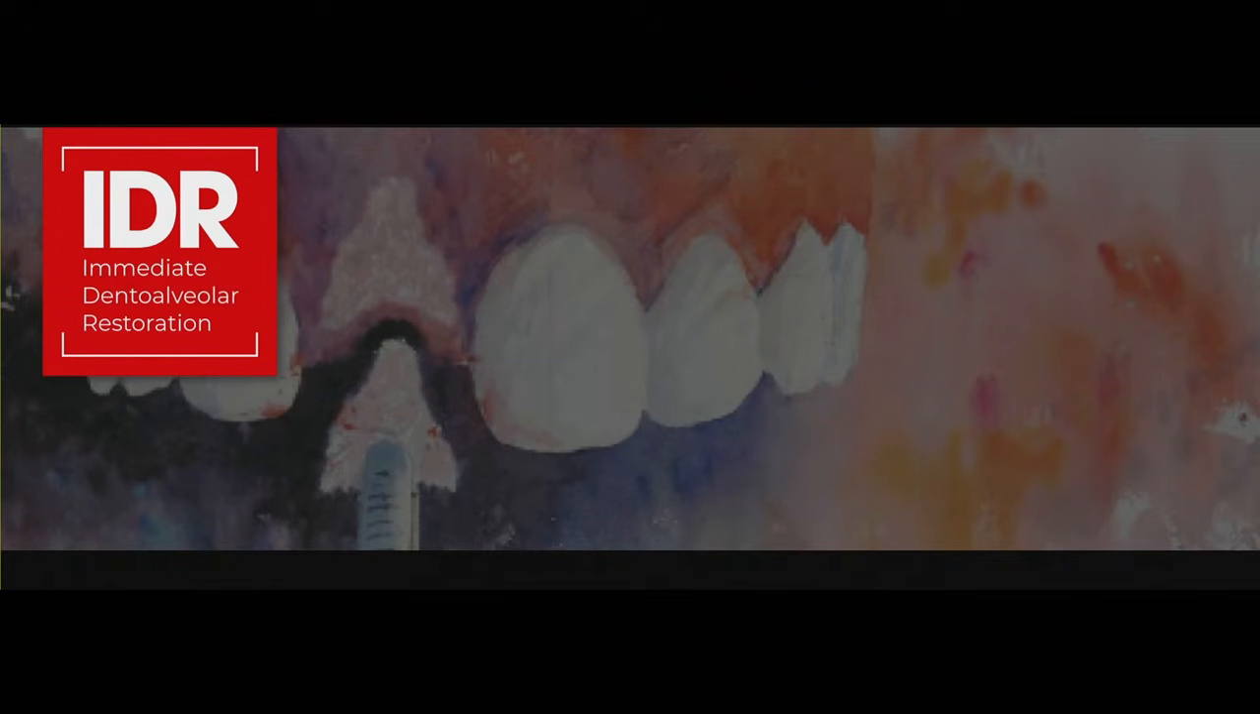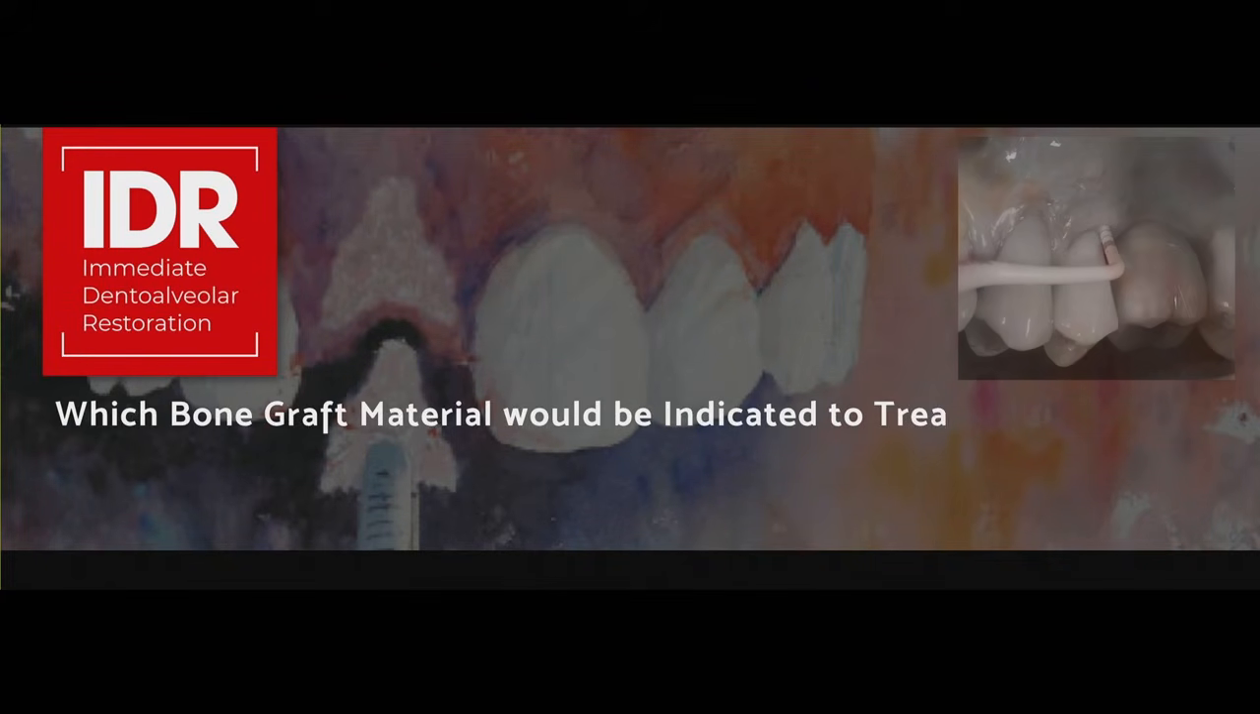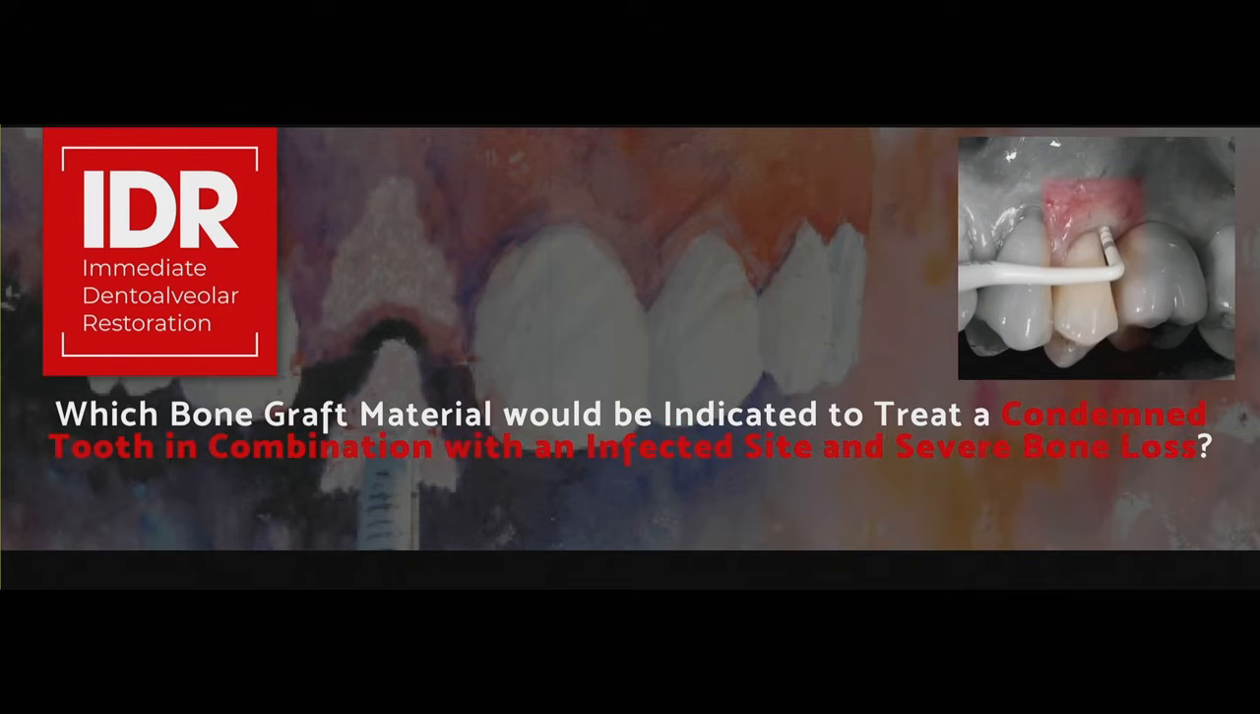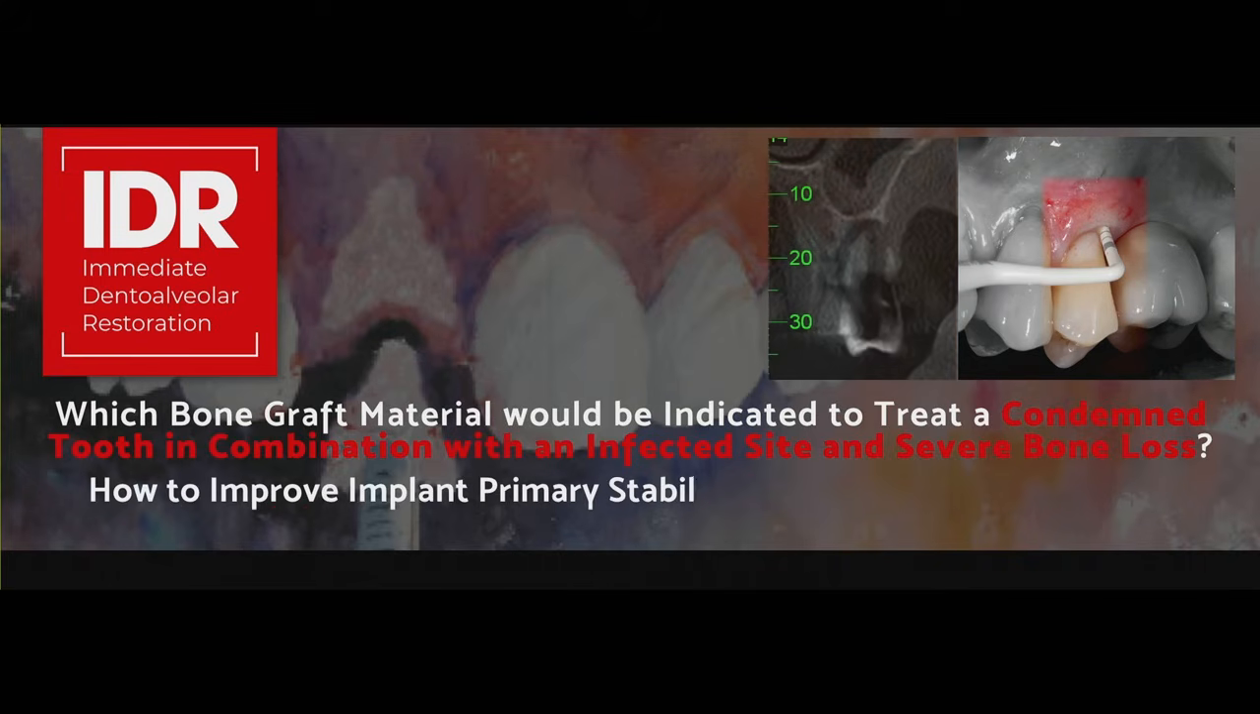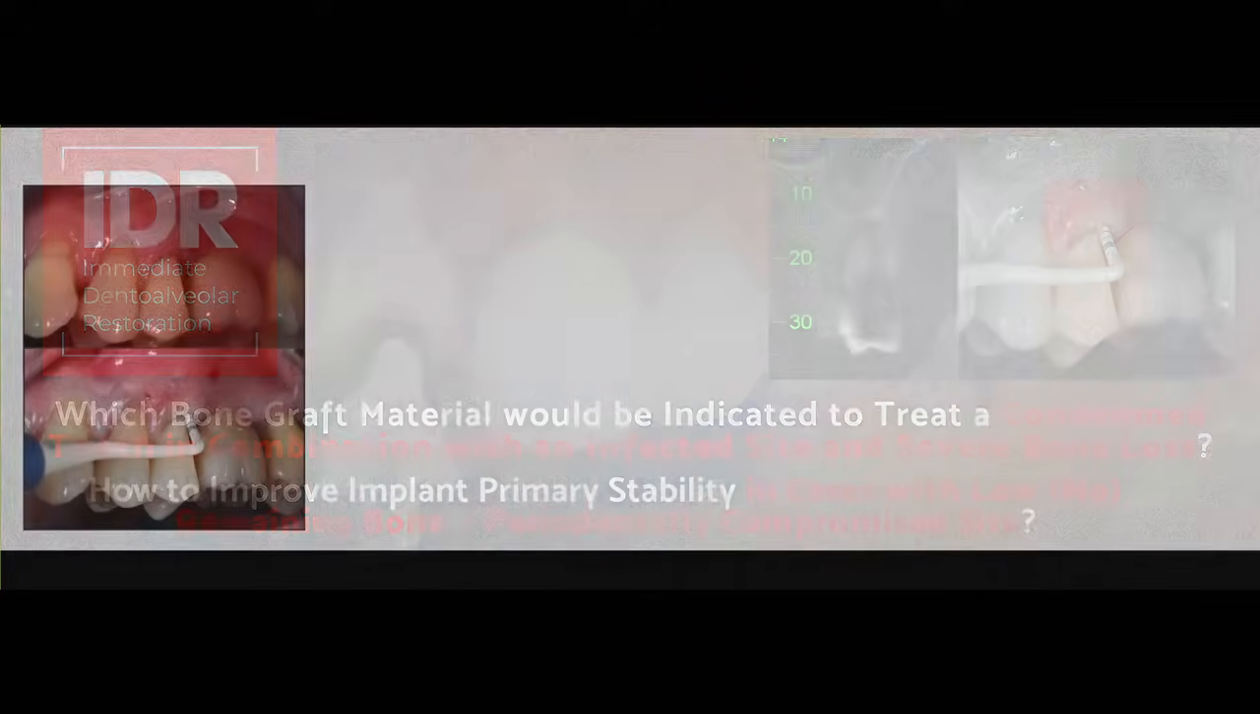Next clinical case, we have two questions for you. Which bone graft material would be indicated to treat condemned tooth in combination with infected site and severe bone loss? Severe bone loss means something like this. And how to improve implant primary stability in case with low or no remaining bone in periodontally compromised sites. Let's follow very quickly this clinical case.